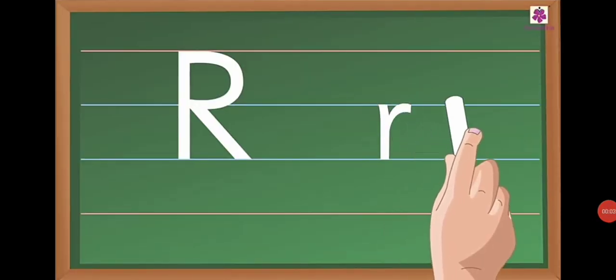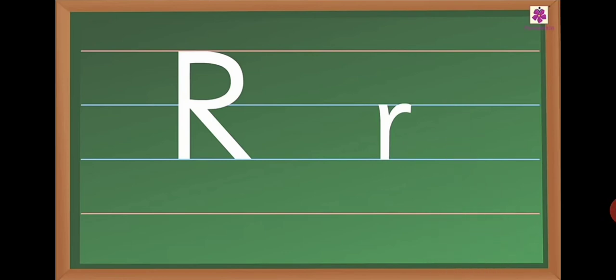Now let's go and see how to write letter R. For writing uppercase R, we will draw a standing line first, followed by a left curve and a left slanting line touching the second blue line. Okay, again just look at it. It's very easy.